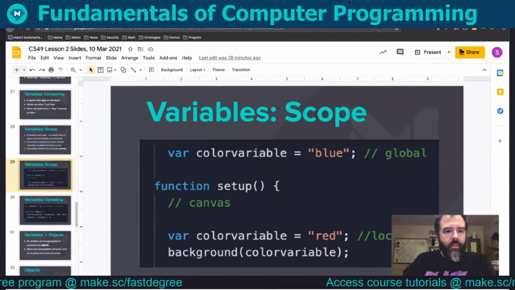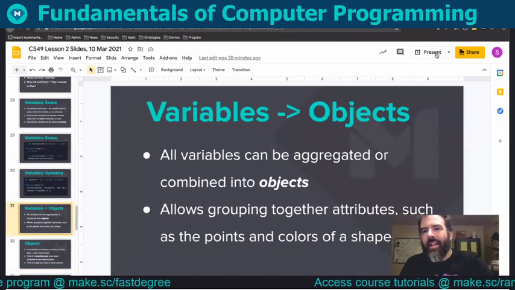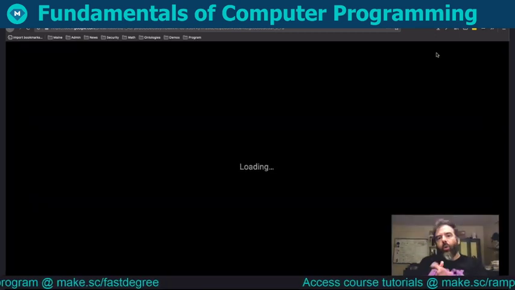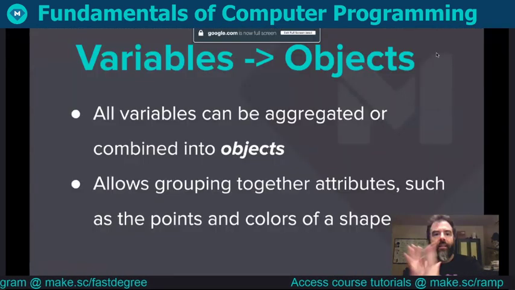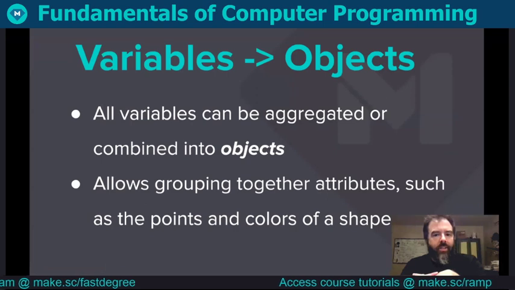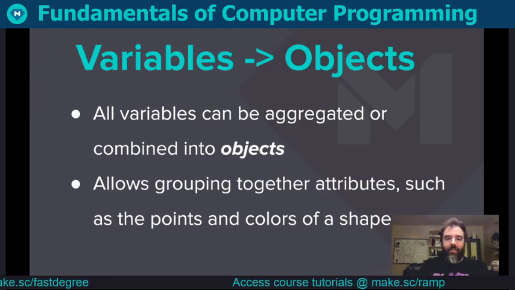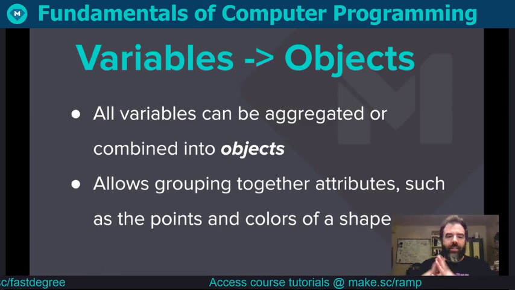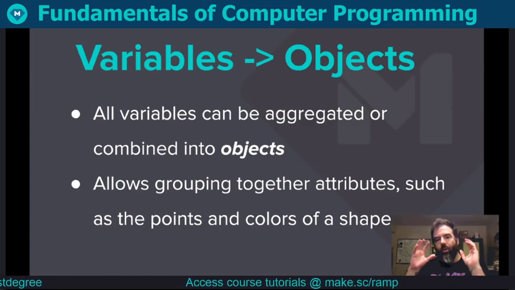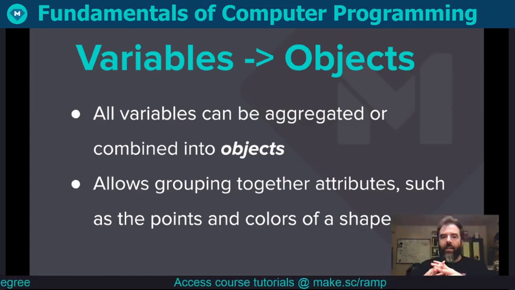Okay, so now that we've covered variables, we're going to get into objects. And objects, it's a big field. I'm not going to lie to you. Everything in JavaScript, everything in p5.js, you can kind of consider it an object. But I mean something else. I mean taking variables and turning them into objects. And what that means is we're grouping attributes together to make like a mega variable.